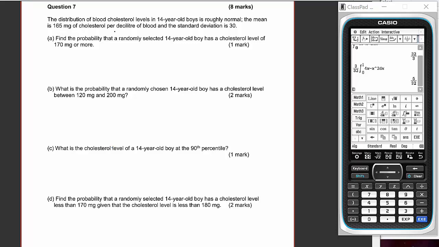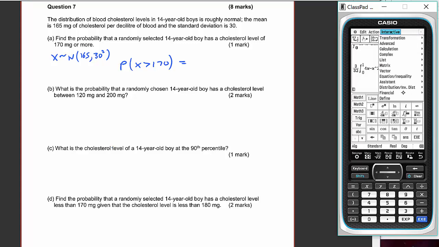The distribution of blood cholesterol levels in 14-year-old boys is roughly normal, with a mean of 165 and a standard deviation of 30. So we're saying that we've got a normal, 165, 30 squared. And in the first part here, we're looking at the probability that x is more than 170. So that's just straight on the calculator.